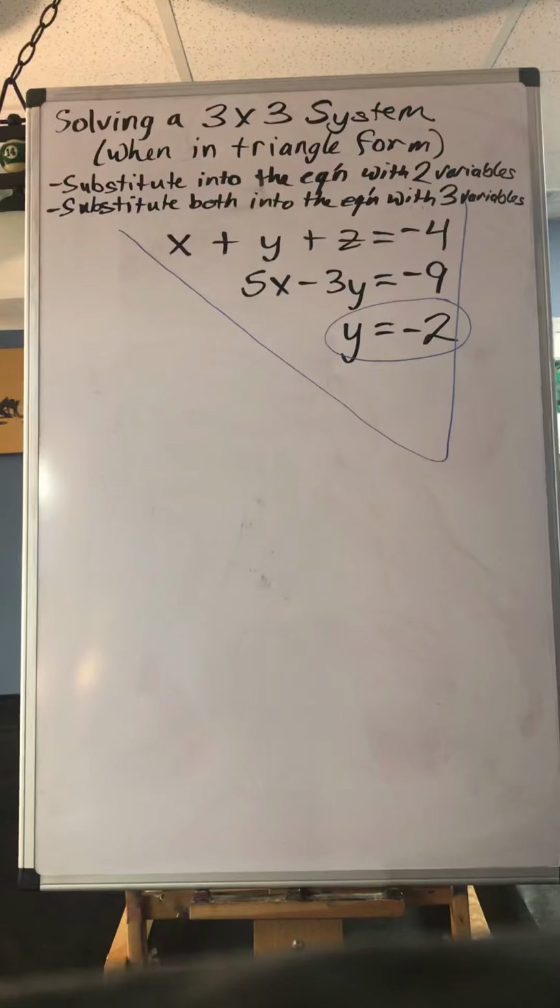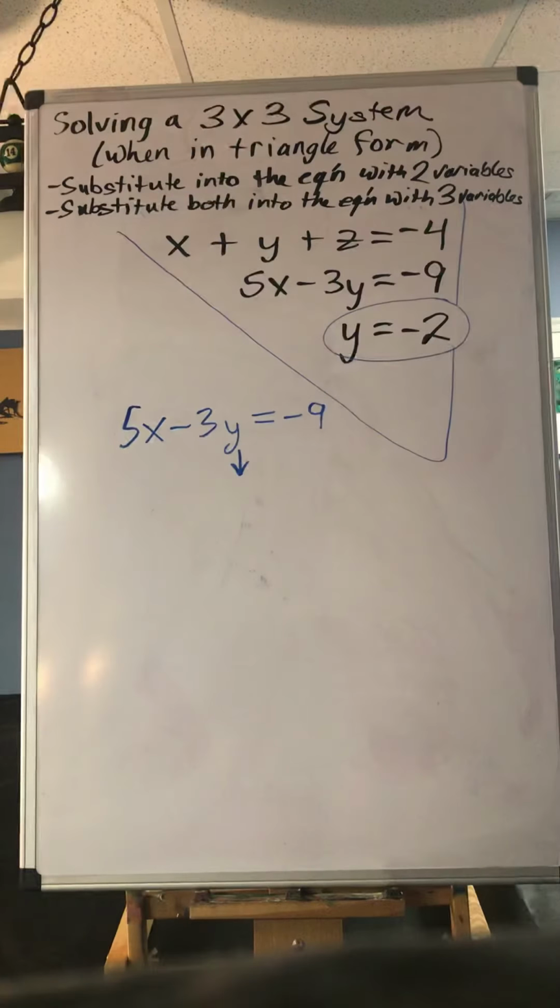Now, in this case, we didn't have to do any solving. In another case, you might have to multiply, divide, add, or subtract to get y, but we know that y is -2. So we are going to substitute into the equation with 2 variables. So 5x minus 3y is -9. We are going to make a substitution for y right there.